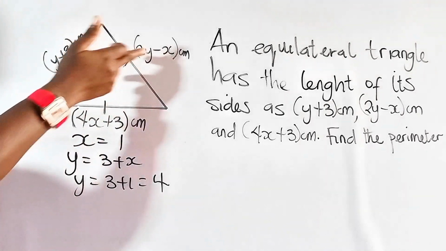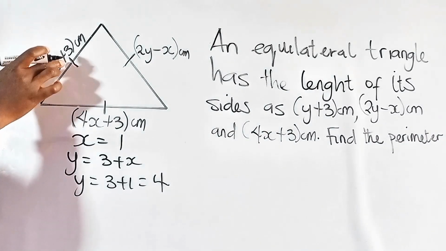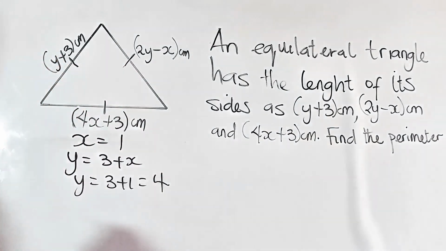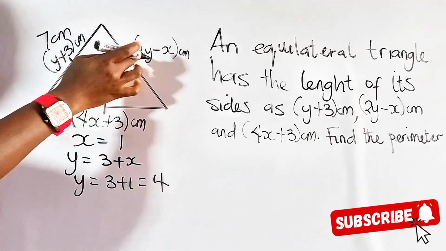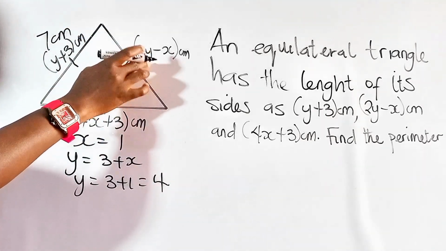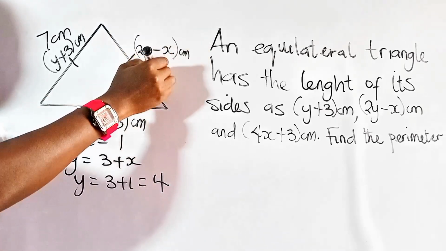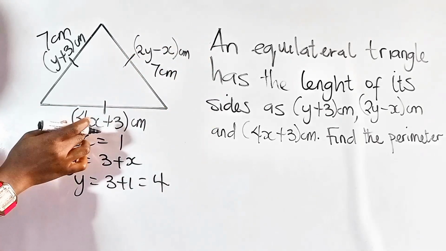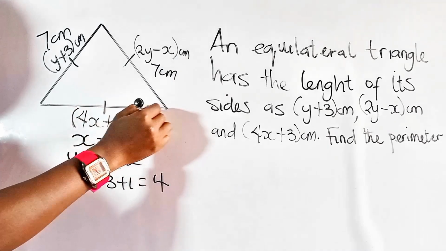We can just plug them in, and finding the perimeter is very easy. So this length that is originally y plus 3 now becomes 4 plus 3, and this gives 7 centimeter. Over here, we substitute 4 for y. We have 2 times 4, which is 8. 8 minus 1 gives us 7 centimeter. And here we have 4 times 1 is 4. 4 plus 3 will give us 7.